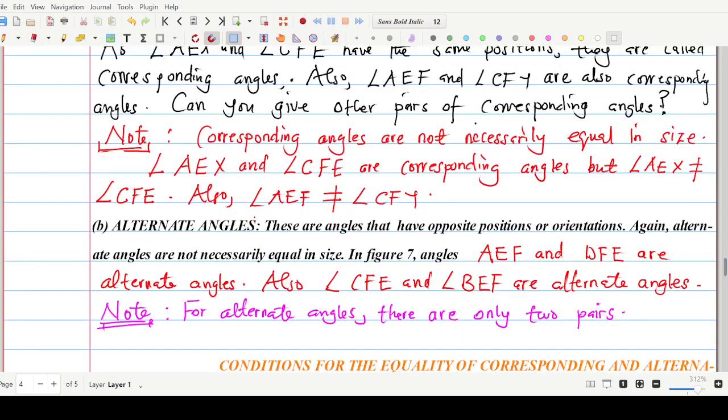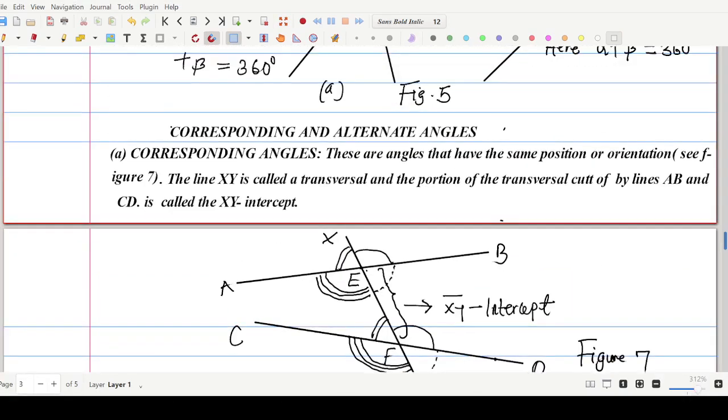Now, the next part, the B part, is alternate angles. Alternate, or we call it opposite angles. What are alternate angles? Alternate angles are angles that have opposite positions or orientation. All right. So when angles have opposite positions or orientation, we say that the angles are alternates. Let's go back to our figure again. Look at this figure. If you observe carefully, you see that this angle here, can you see this angle? That is angle AEF. Angle AEF is in the opposite position to this angle here.